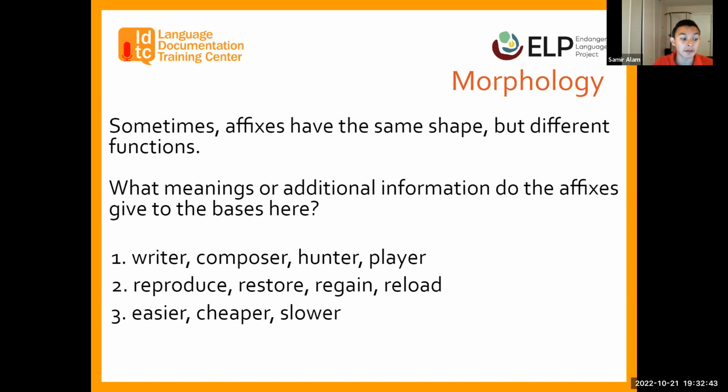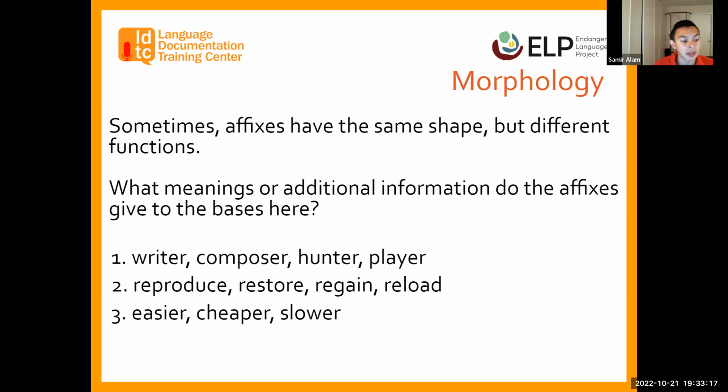In 3, we have E and R again at the end of the word, similar to 1. It looks like a suffix, easier, cheaper, slower. But we'll notice that the E and the R here, once again, has a different function. So the ER here is attaching not to a verb, but it's attaching to adjectives. So easy, cheap, slow, these are all adjectives and not verbs. So when we attach, not only is the base that we're attaching it to different from 1 and 2, but it also has a different meaning.